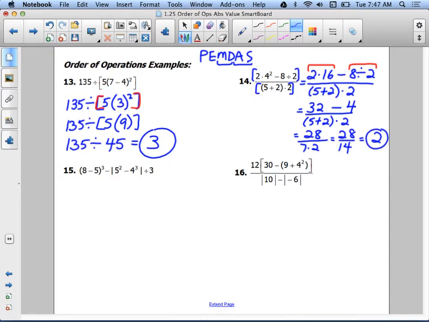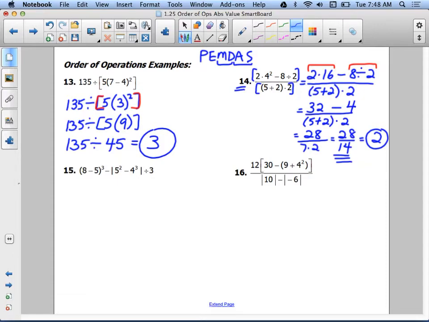I'll just restate that. When you have an expression like the one in number 14 that has what looks like a complicated fraction, what we'll call a rational expression, simplify the top first and the bottom separately, and then when you're done, do the division at the very end.